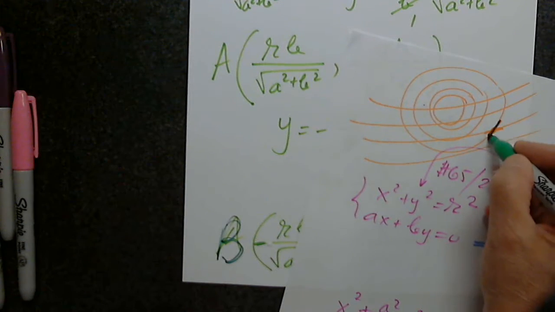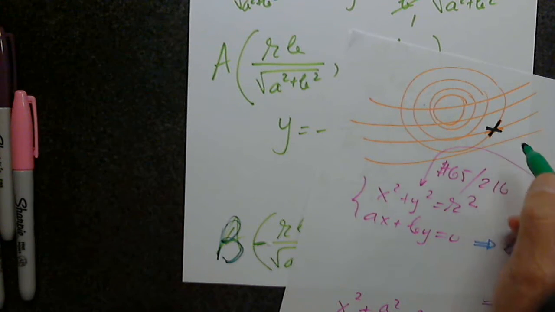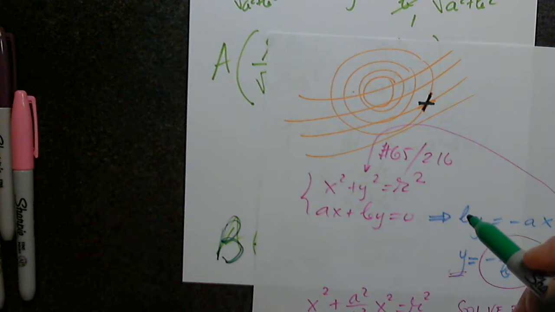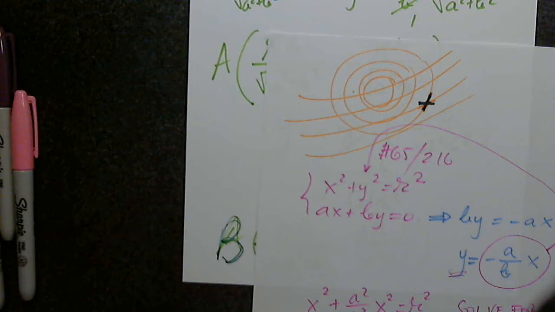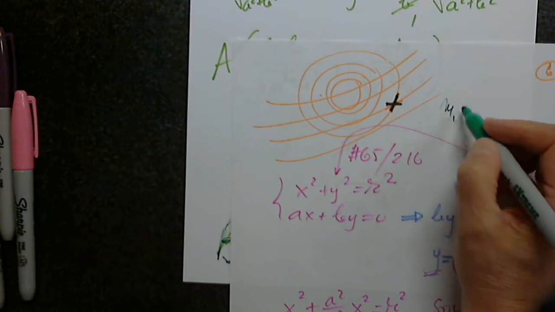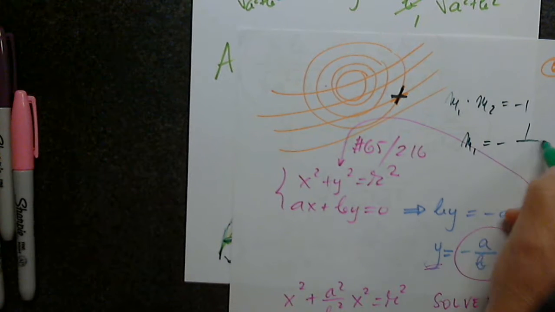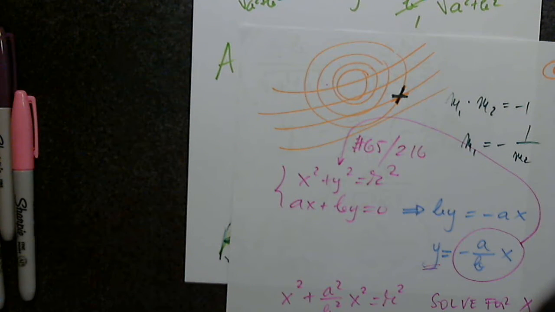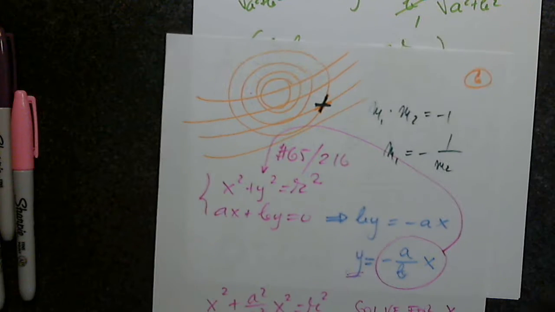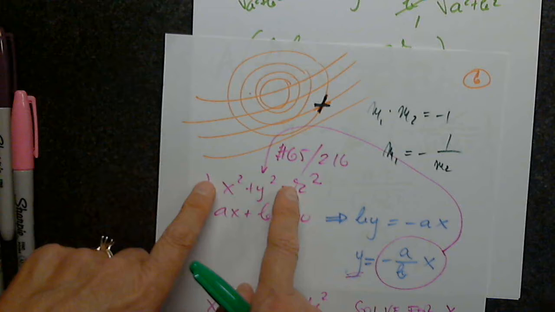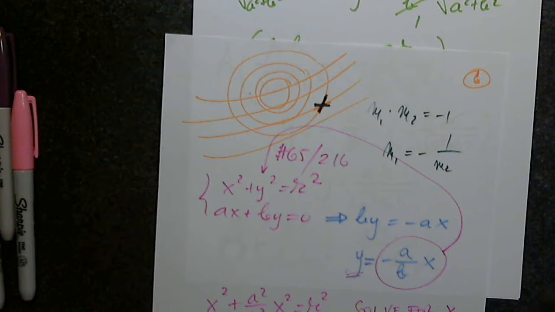Remember, two lines are perpendicular if the product of their tangents is -1, that is, if m1 times m2 equals -1, or if m1 equals -1 over m2. But how do I determine those tangents? I have to do something to these two equations. I have to differentiate both sides, and remember, y is not a variable, but a function of x.